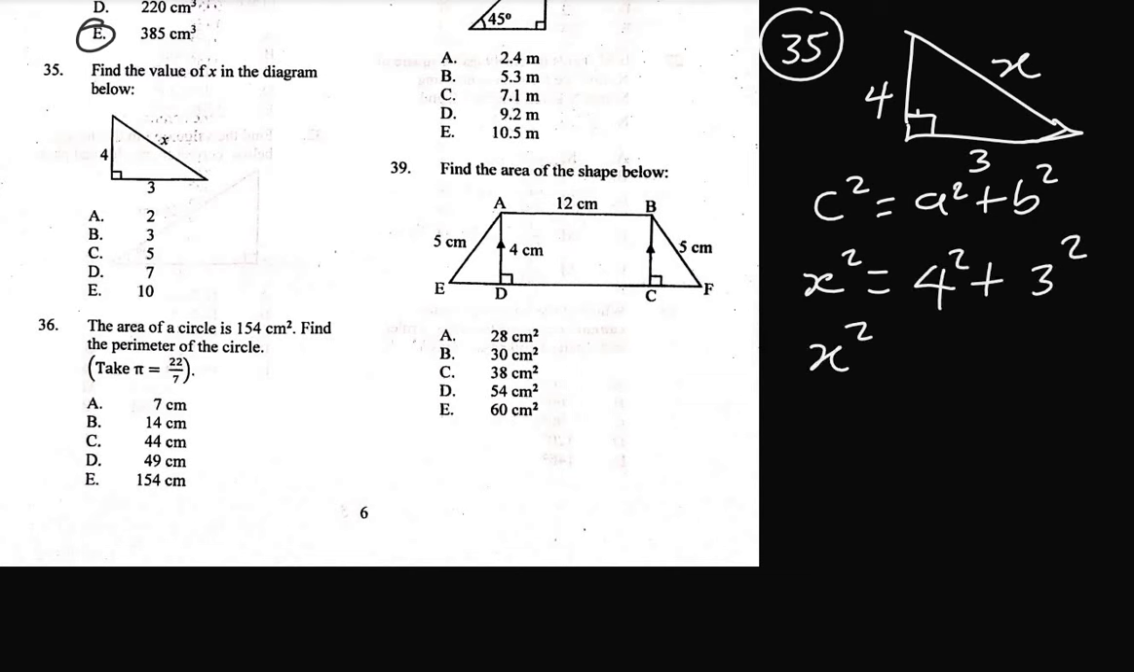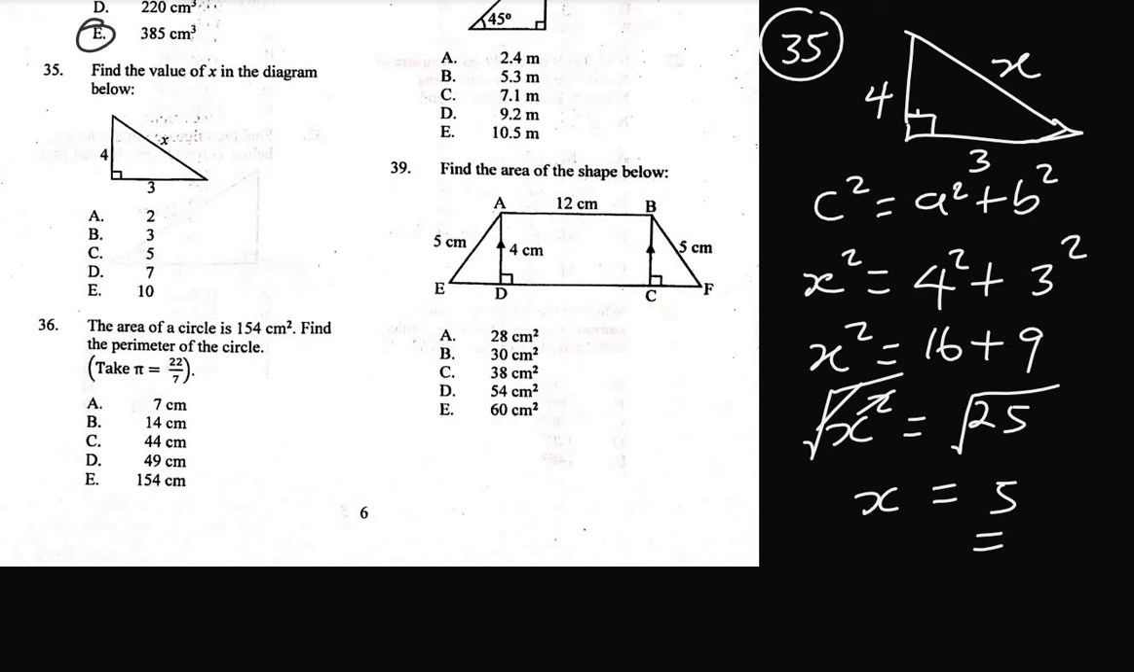So x squared equals 4 squared is 4 times 4, 16. 3 squared is 3 times 3, 9. x squared equals 16 plus 9, 25. Take the square root of both sides. Square breaks square root. x equals square root of 25, which is 5. The right answer is C. Alright, I'm going to clean the board.